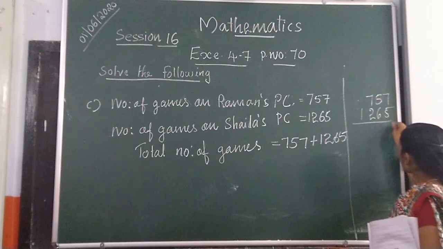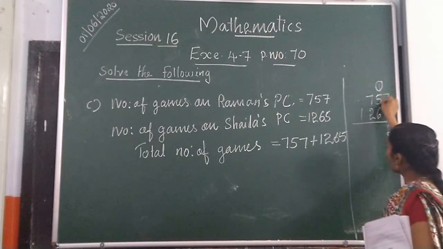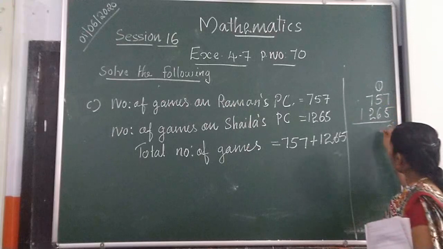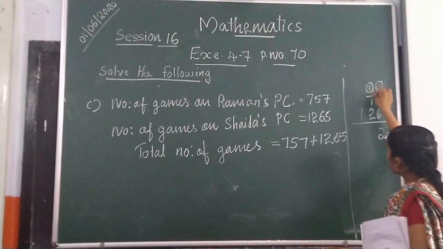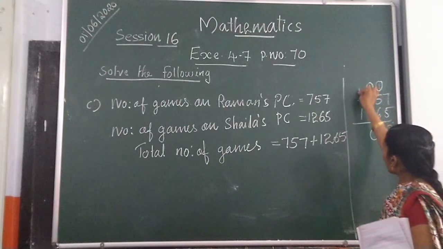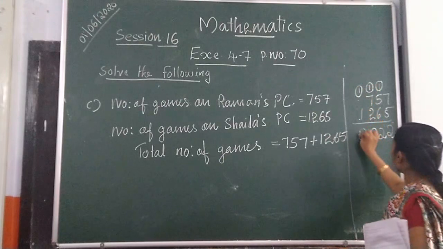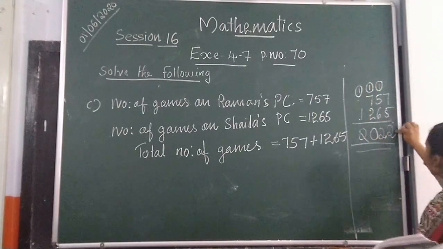7 plus 5, 12. 1 is carry over. 1 plus 5, 6. 6 plus 6, 12. Again, 1 is carry over. 1 plus 7, 8. 8 plus 2, 10. Again, 1 is carry over. 1 plus 1, 2.